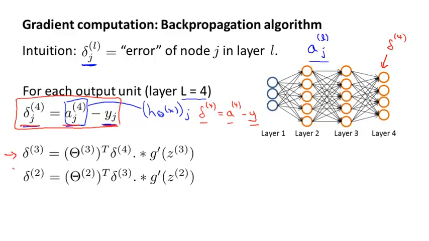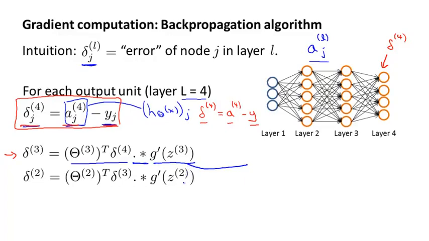Here's the formula for computing delta 3. Delta 3 is equal to theta 3 transpose times delta 4, and this dot times is the element-wise multiplication operation that we know from MATLAB. So theta 3 transpose delta 4 is a vector, g prime of z3 is also a vector, and dot times is an element-wise multiplication between these two vectors. This term g prime of z3 is formally the derivative of the activation function g evaluated at the input values given by z3.